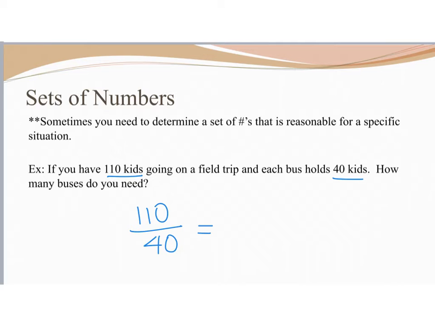So if you do the math and you divide this out, you're going to see that we end up with 2.75 buses. Okay, which sounds great. However, in the real world, you can't really use 2.75 buses. What this really means then is we're going to have to bump that up, and we really need to use 3 buses in order to fit all 110 kids. So in this situation, 2.75 is considered a rational number. However, we really need to bump that up to an integer or a natural number because we have to have a whole bus. We can't have partial buses.